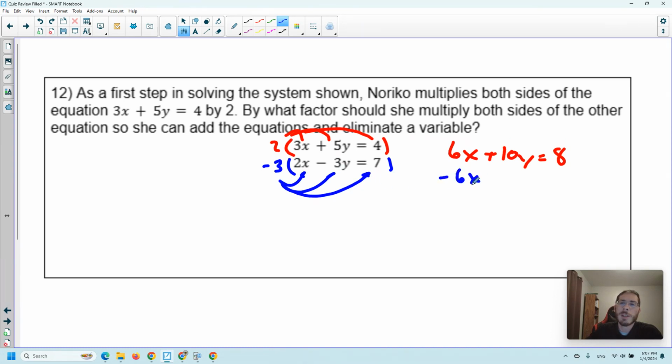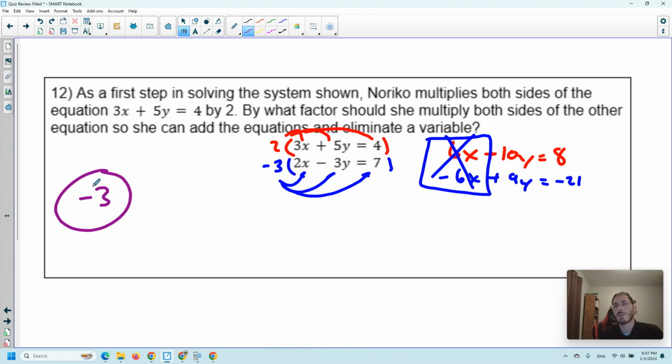Because when we do that, we get -6x plus 9y equals 21. And the whole idea is that this 6 and this -6 will now cancel out. So that's it, and the answer is -3. It's not asking us to solve it, it just wants to know what number we could multiply.